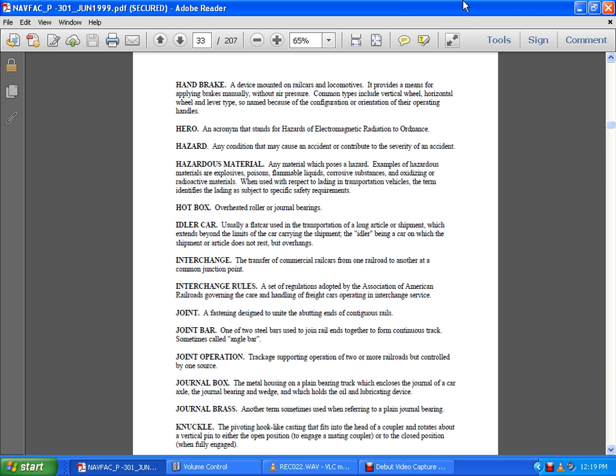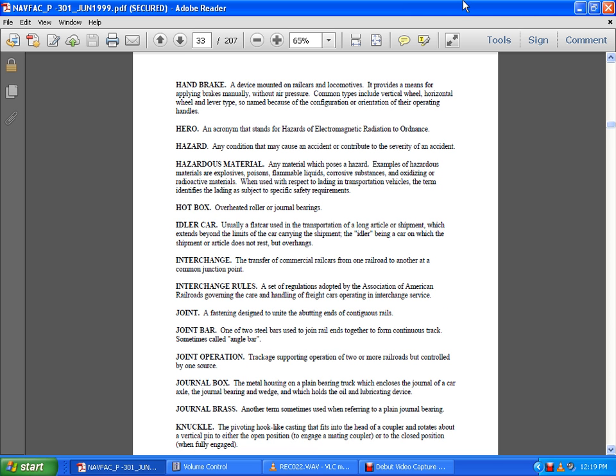The hot box, overheated roller or journal bearings. Idler car, a usual flat car used in transportation of a long article of shipment which extends beyond the limits of the car, and the car of the idler being the car on which the shipment of the article does not rest or overhang.